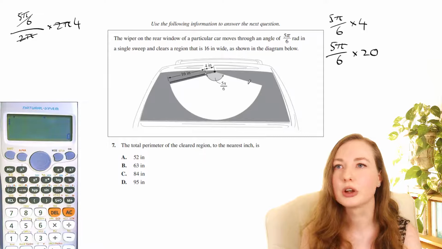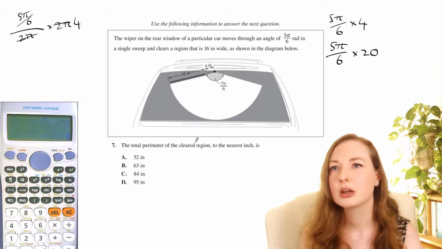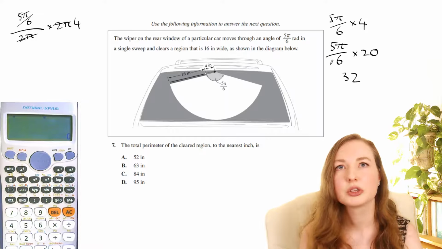And then we've just got these bits. Maybe another error that could have been made was just not understanding the region that they wanted, that it's this white bit. Maybe some people included this bit here, I'm not sure. Okay, so these bits are just 16 inches each, so together they'd be 32. So we just need to add up these.